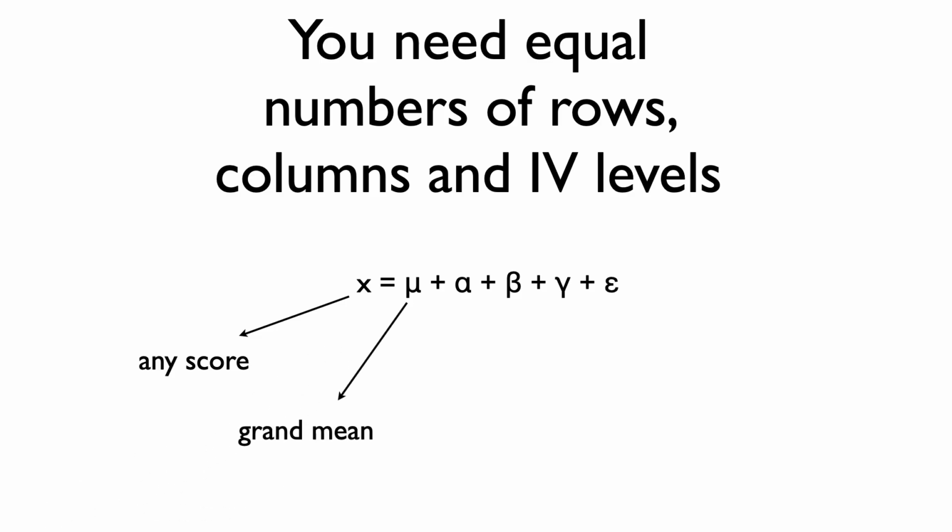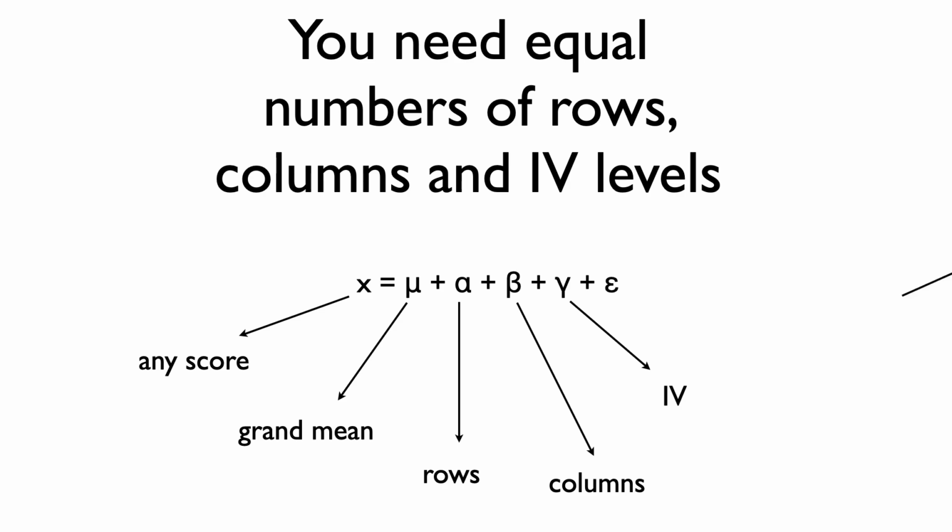So any score equals a grand mean plus the effect of rows and columns, and then we're interested in the independent variable. That's what we care about, is the IV. And of course, we have error that's left over. We can call that residual, which is typically the term we use with Latin squares for some reason. Okay. So again, you'll notice there's no interaction. We have 3 variables and no interactions.